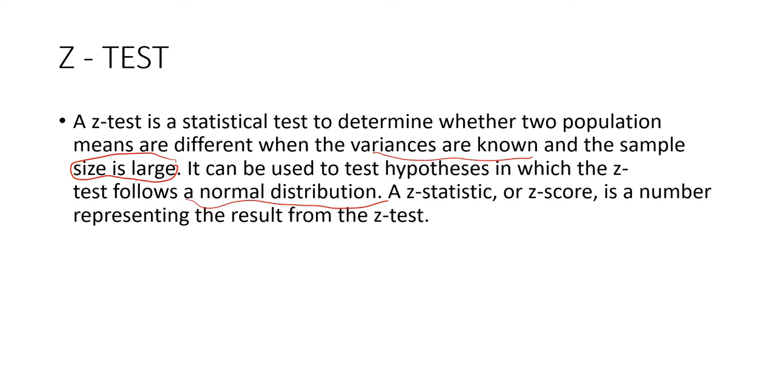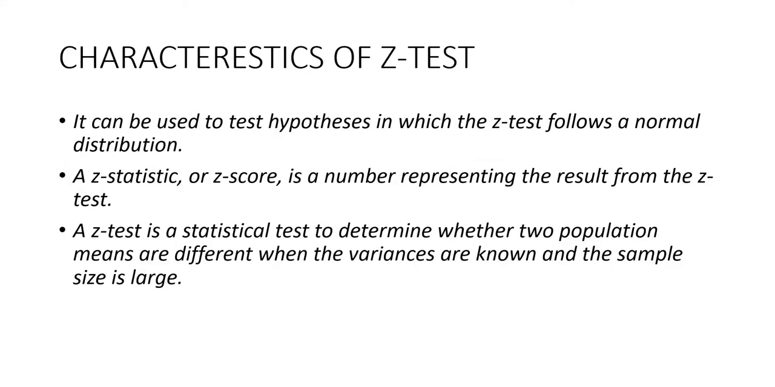A z-statistic or z-score is a number representing the result from the z-test. We will give the math for that as well. See, characteristics of z-test. It can be used to test hypothesis in which the z-test follows a normal distribution. Then only you can go for z-test. A z-statistic or z-score is a number representing the result from the z-test. A z-test is a statistical test to determine whether two population means are different when the variances are known and the sample size is large. We already discussed these aspects. These are all the characteristics of z-test.